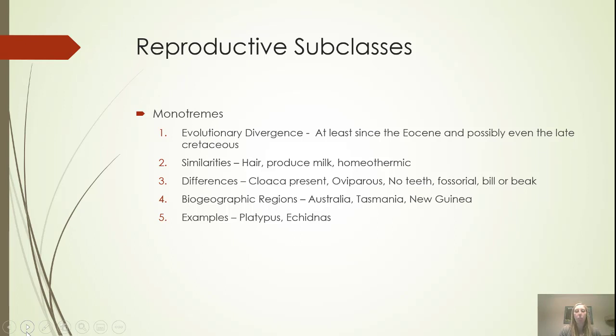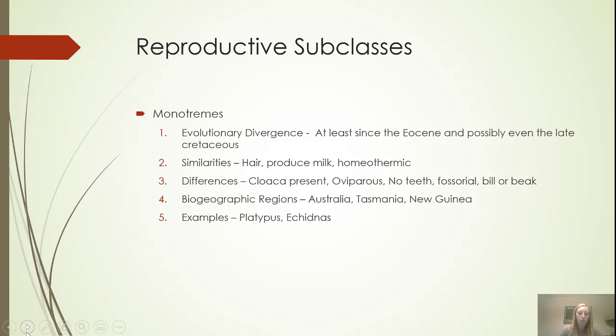They do have similarities with other mammals such as hair, the production of milk. They are homeothermic. But then there are some major differences. What most people think of is they're oviparous, which means that they do lay eggs. They also have a structure to excrete waste different from the other animals. It's just one opening where all waste is excreted. These animals have no teeth. They have more of a bill or a beak structure.